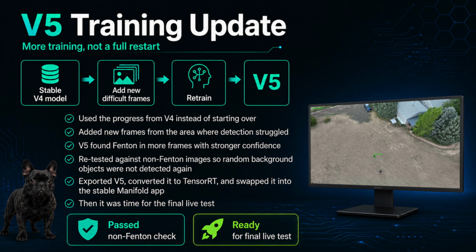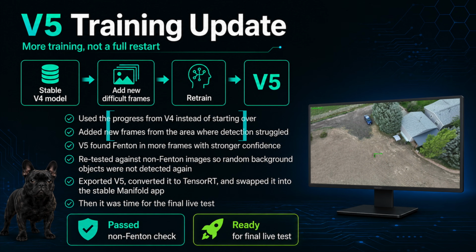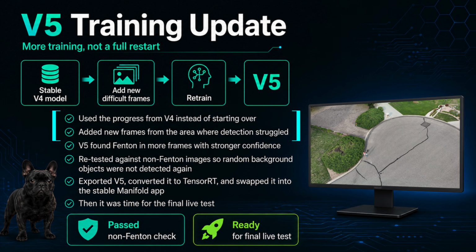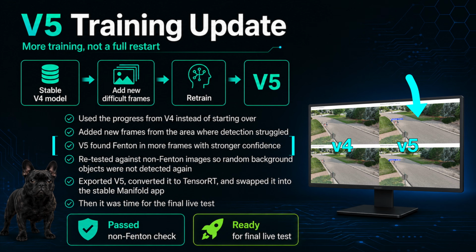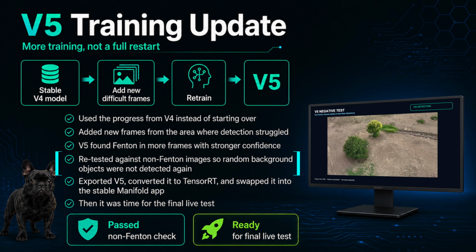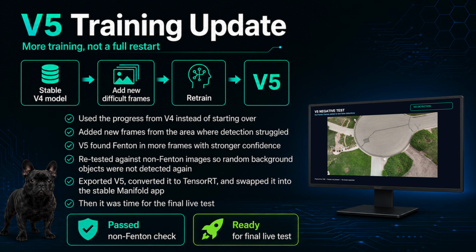At this point, the nice thing about additional training is it isn't a full restart with the app. Using the version 4 model progress I already had, I simply retrained it, adding the new frames from the area where it struggled. Version 5, as expected, was clearly better. It found Fenton in more frames and had stronger confidence. I also tested it against non-Fenton images just to make sure it was not suddenly detecting random background objects again.